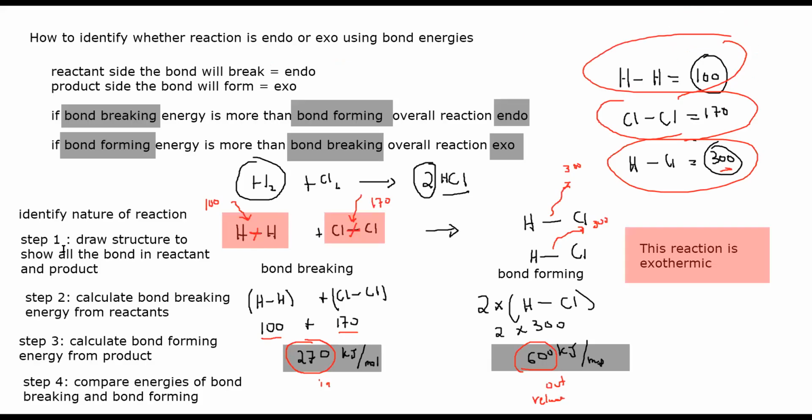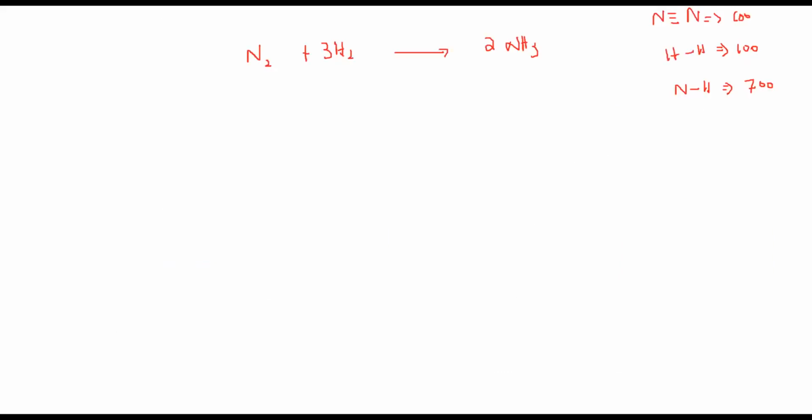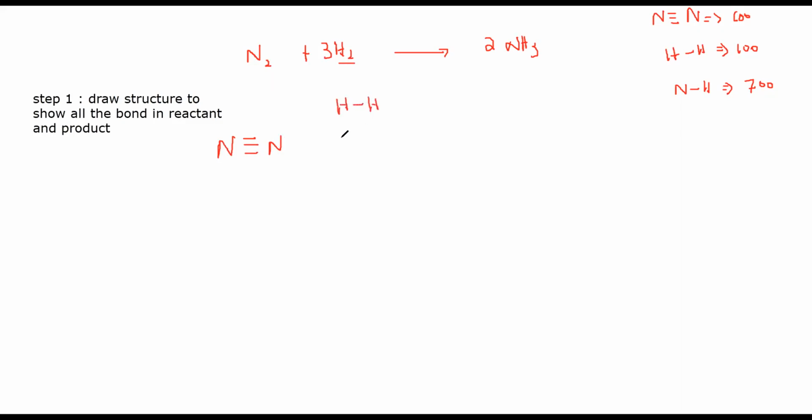draw the structure to show all the bonds in reactant and product. So N2 means nitrogen bonded with nitrogen. And what kind of bond is there? Triple bond. How do we identify it's a triple bond? Because it belongs to group 5, so it will share 3 electrons. That's the structure for the nitrogen molecule, N2. Hydrogen is H2, so hydrogen single bonded with hydrogen. But how many hydrogens are there? 3 hydrogen molecules. And NH3, nitrogen bonded with 3 hydrogens.